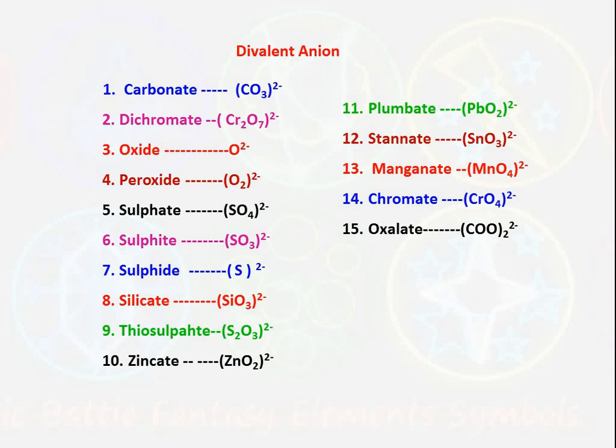Plumbate PbO2 as a whole charge minus 2. Stannate SnO3 as a whole charge minus 2. Manganate ion, that's also very important. MnO4 as a whole minus 2. Chromate CrO4 minus 2. Oxalate, COO whole twice, and charge is minus 2. So these are the divalent anions and they are very important.